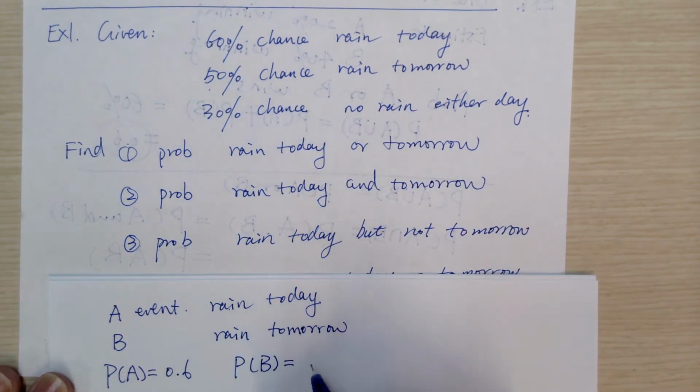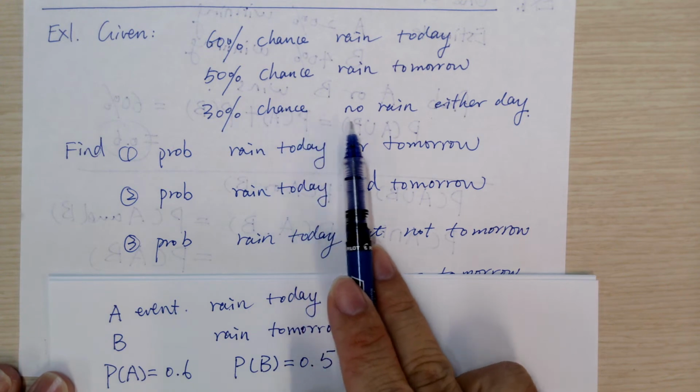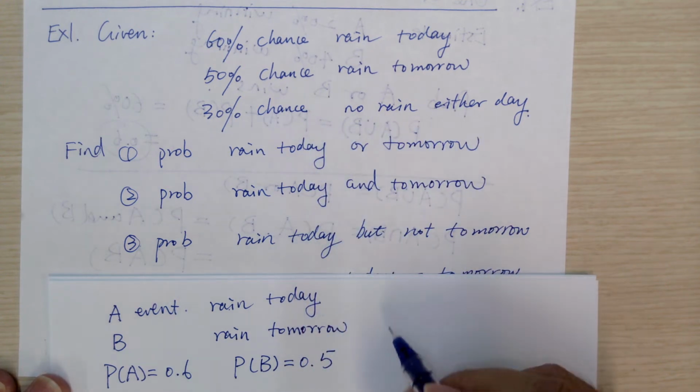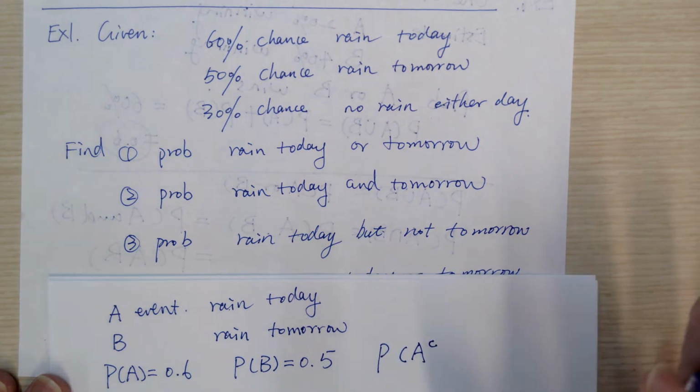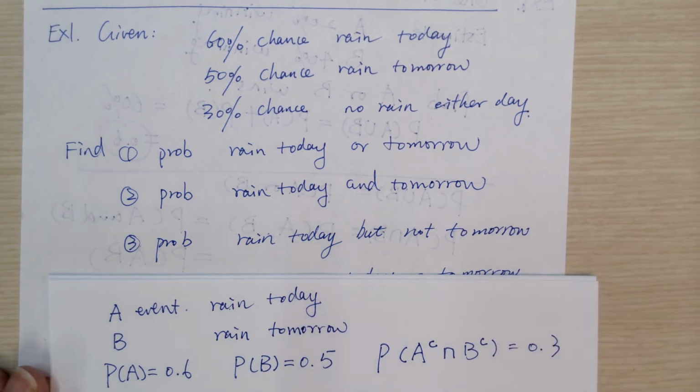Probability of B is 0.5. And as you can see, there's a 30% chance of no rain either day. How do we write that? Which is the A complement, no rain today, and B complement, right? So it's 30%, 0.3.